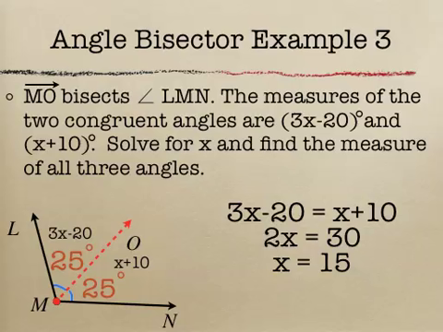Now, the third angle that we need to find the measure of would be angle LMN, the whole angle. We could do 25 plus 25 or 2 times 25, and we find that the whole angle LMN equals 50 degrees.